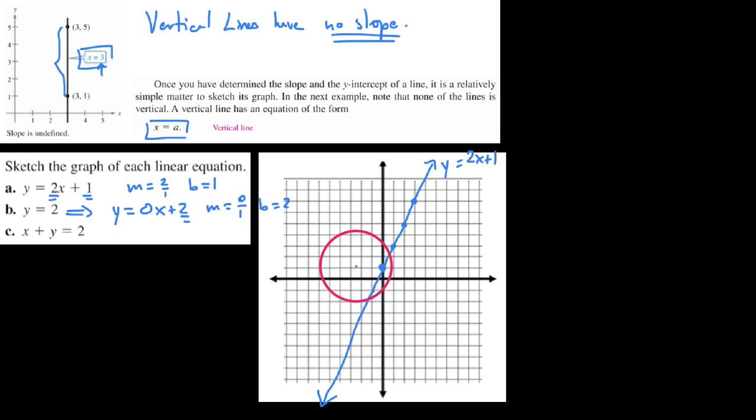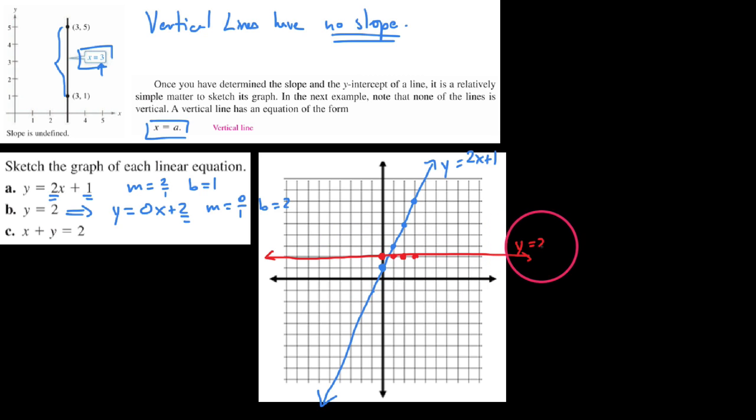So this line, as a matter of fact, hits at a y value of 2 and then has a slope of 0 over 1, or in other words, it rises 0 and runs 1. Rises 0 and runs 1. As a matter of fact, the entire horizontal line that you see here would be the line y equals 2.